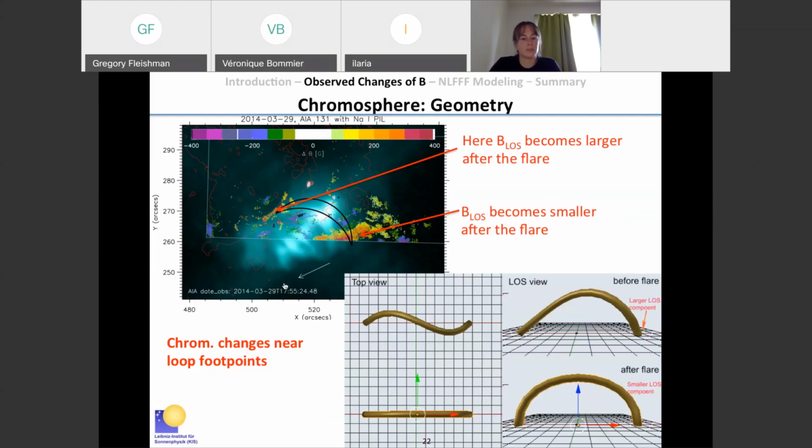One explanation that we propose is maybe the loops were twisted before the flare and they became untwisted and more straight after the flare, shown in the bottom right in this plot. The top view looked like a sigmoid before the flare and then became more straight in the bottom row after the flare. That might explain the observed magnetic field changes. This is simply a phenomenological explanation. We don't have 3D magnetic field information yet. It would actually be very interesting to measure with new telescopes.